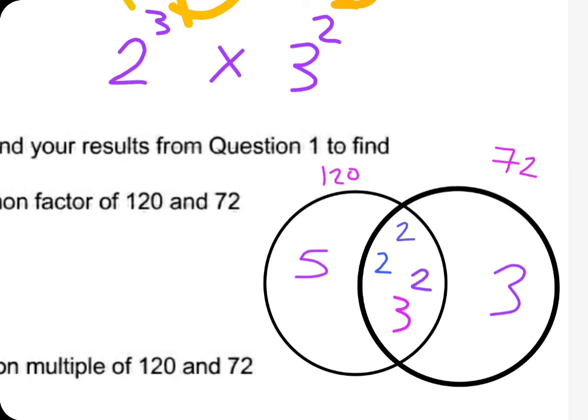Now after finishing this, we call this Venn diagram. In this Venn diagram, we have the common factors and the non-common factors between 120 and 72. Now, finding the HCF and LCM using Venn diagram is very easy. The first step we did was finding the prime factors. Second step, putting them in the Venn diagram.